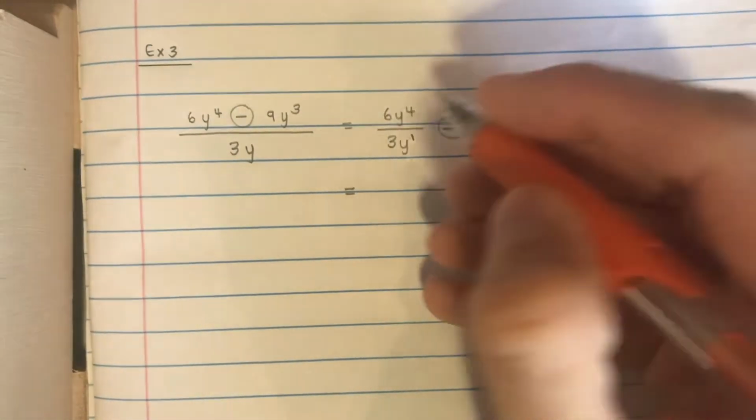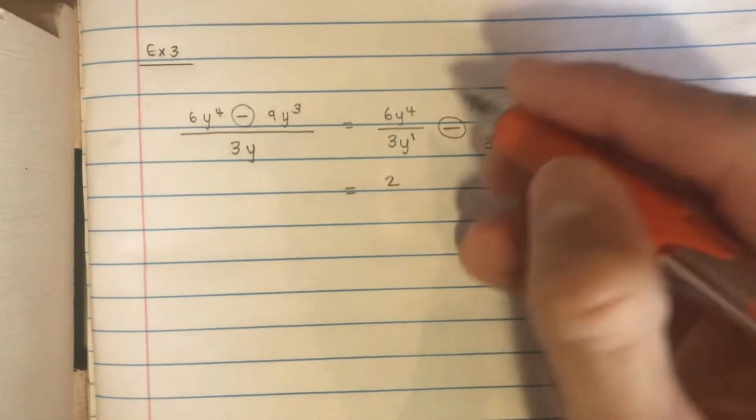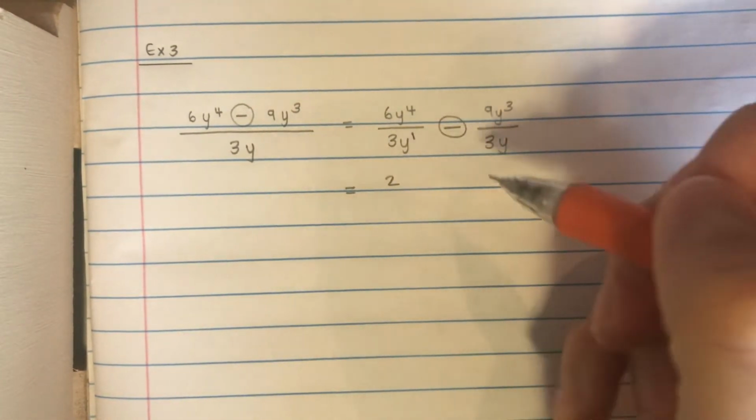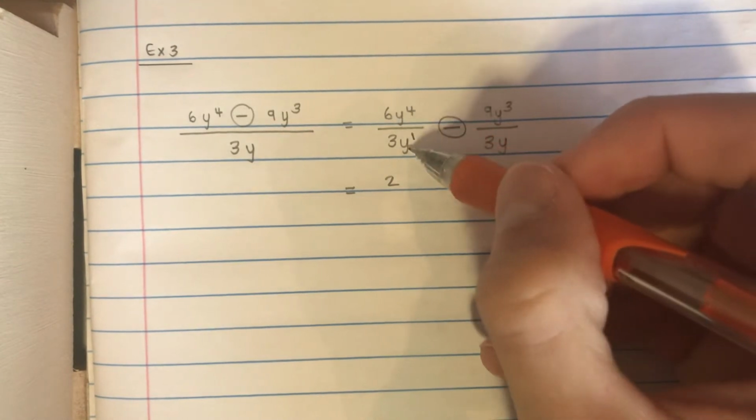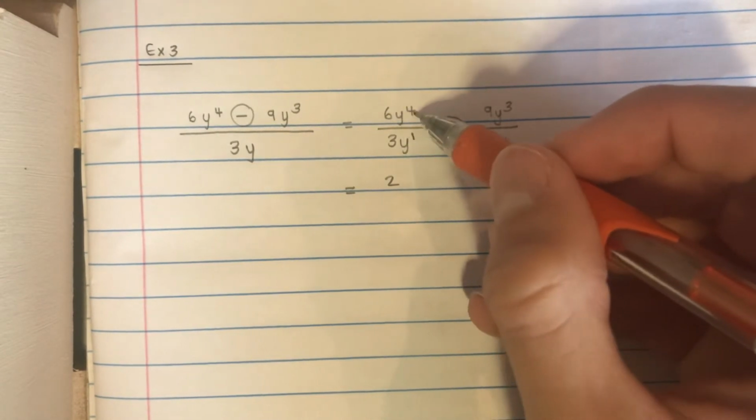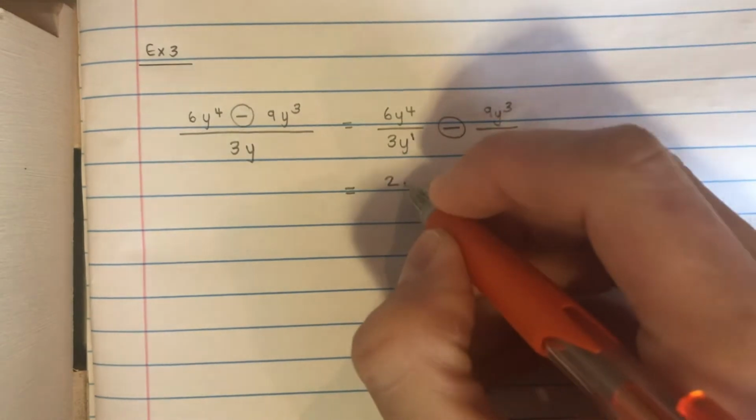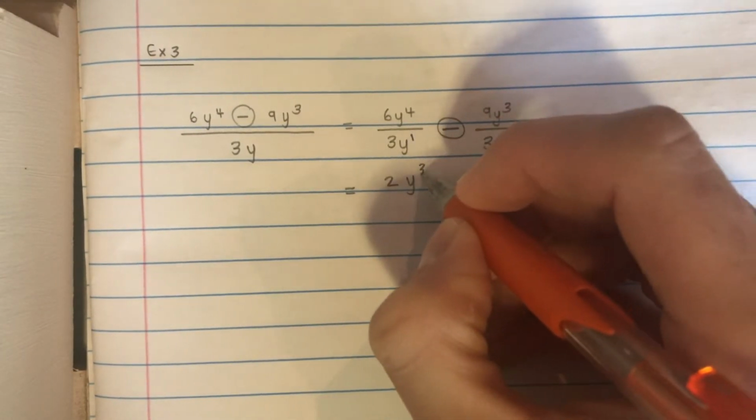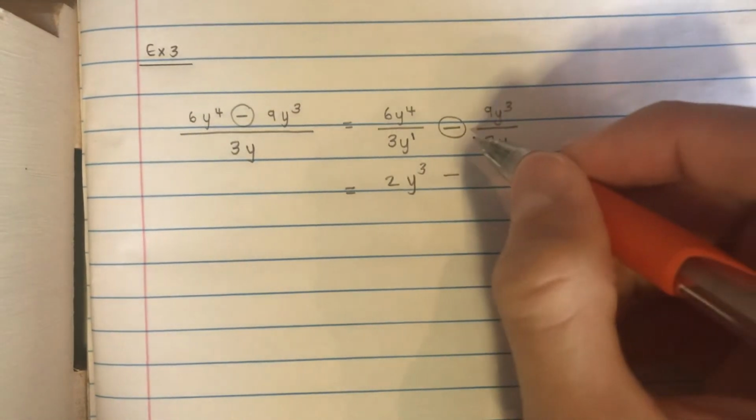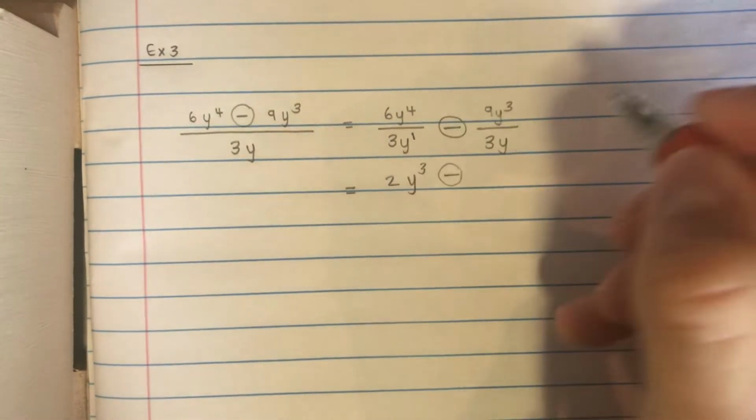So 6 divided by 3 is 2. And then y to the power of 4 divided by y to the power of 1. Remember, when we divide the same base, we subtract the exponents. So it will be y to the power of 4 minus 1, which will give us 3. And then we have the negative sign. It's the same as that negative sign.